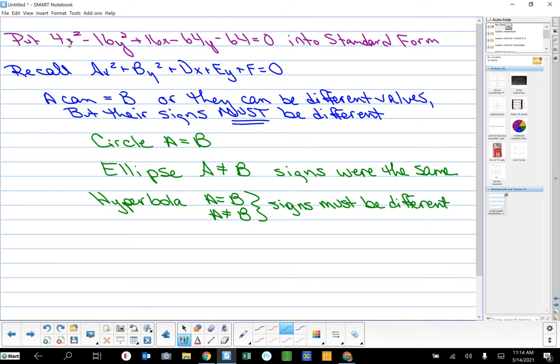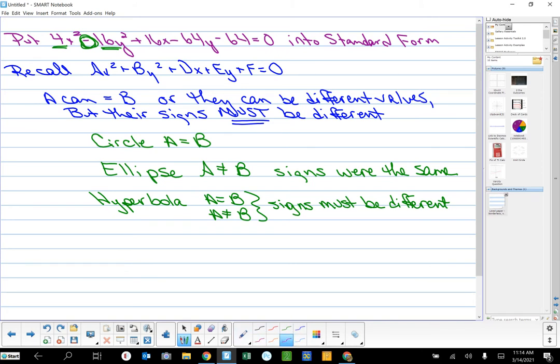And you can see up here, they are actually different numbers. One's a 4 and one's a 16, but the x squared term is positive and the y squared term is negative. Now, the process is going to be exactly the same as what we've done before. So we're going to start by grouping our x terms together. So let's do that here.